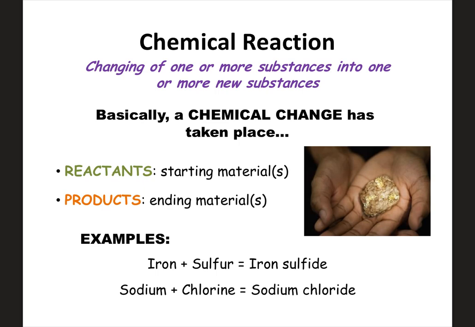That'll come later. But just to give you an idea, if you took iron and sulfur and reacted them together under the right conditions, you would get iron sulfide. This is a chemical reaction, a chemical change. You got iron and sulfur, your reactants, your starting materials, becoming iron sulfide, your product.